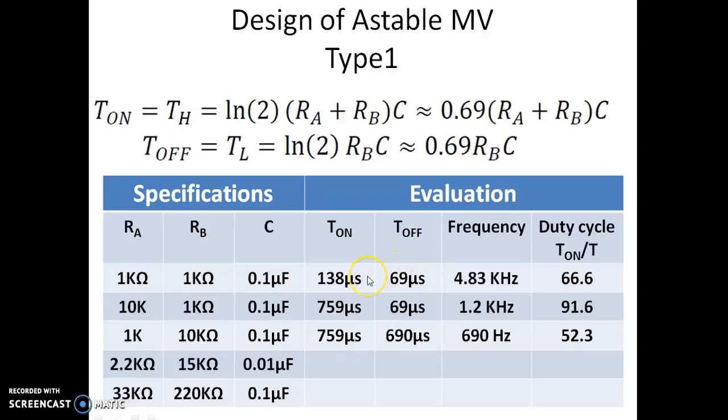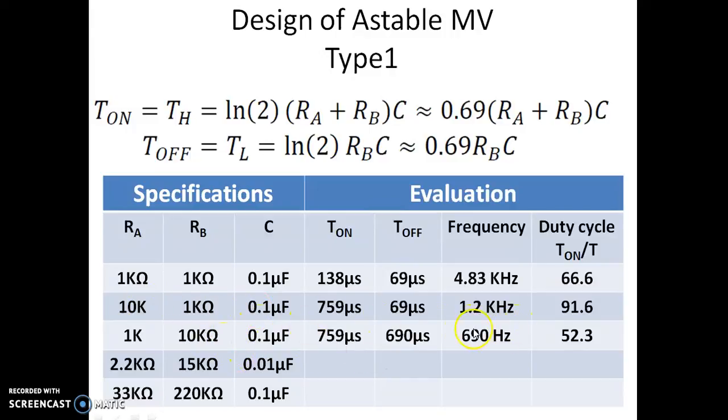Now once we know T on and T off, we can certainly find out the total T and the frequency. So frequency comes out to be 4.83 kilohertz. And since we know the value of on and off time, we can find the duty cycle of the output, which is T on by total T, which is now 66.6%. So this is in percentage. Now similarly, we can estimate the value of on time, off time, frequency and the duty cycle for different values of Ra, Rb and C. So these are different examples.